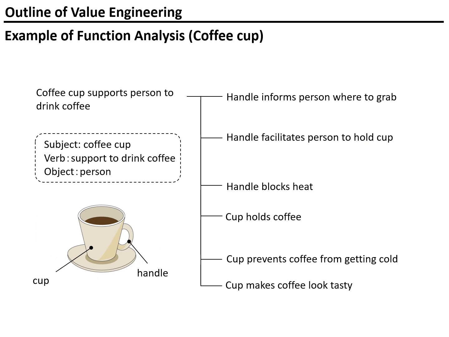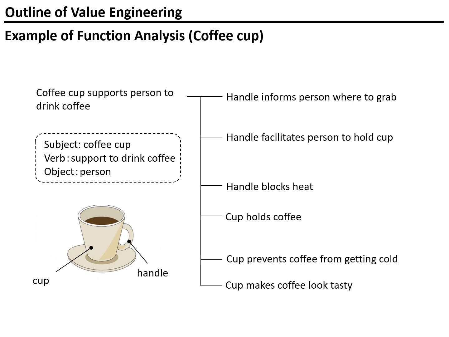I think using an example may be a better way to explain. All of us should know a coffee cup. So we need to define the function of the coffee cup first. Probably it's up to you. It's very subjective. The recognition of a coffee cup may vary depending on individuals, but I have defined the function of the coffee cup as this: coffee cup supports person to drink coffee. In this case, the subject is coffee cup, the verb is supports to drink coffee, and the object is person.